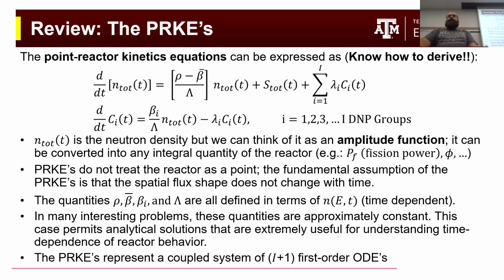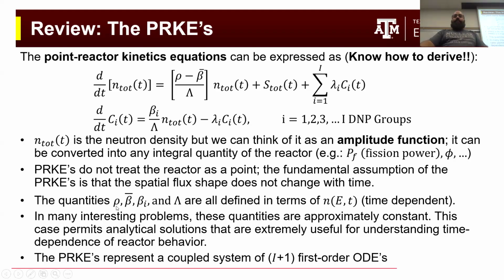So you can convert these equations into other useful quantities to predict not just what the neutron density does, but what the power does, what the flux does. Ultimately, you just end up multiplying through by certain constants, which means that the shape of those functions doesn't change. It just changes the size of those functions, what the values are on the y-axis. When we talk about the point kinetics equations, they don't actually treat the reactor as a point. It really just means that we're assuming that the spatial flux doesn't change with time.